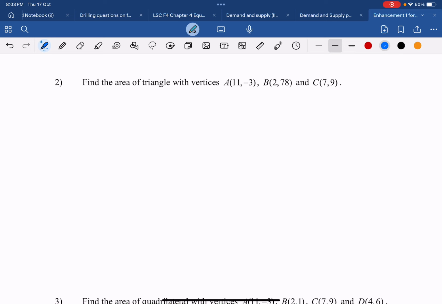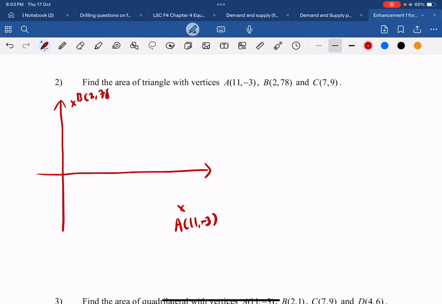Again, draw the diagram first. So 11, -3, maybe somewhere here. And then B is 2, 8, maybe somewhere here. And then C is 7, 9, so I guess here. Just randomly, okay? And then let's connect the 3 points.